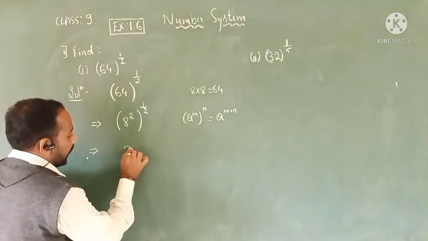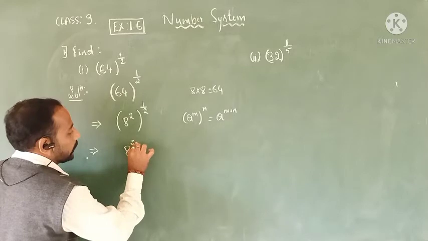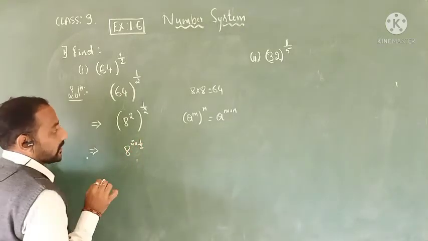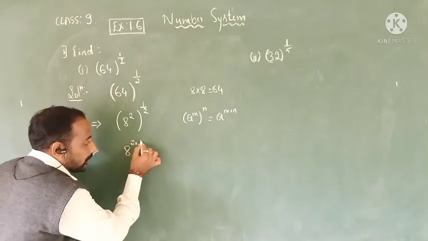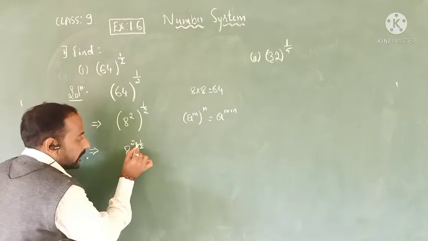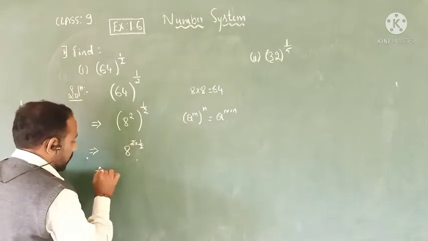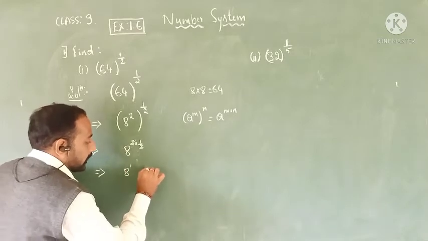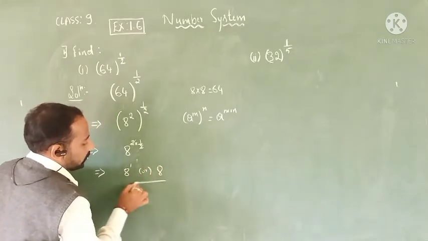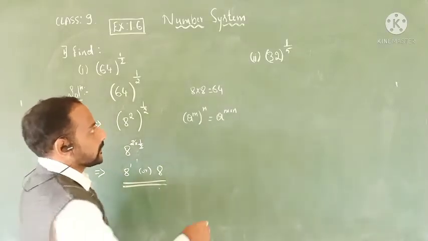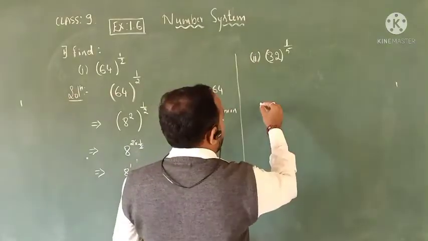First one, 8 to the power of 2 into 1 by 2. Write down the exponents properly. So 2 into 1 by 2. 2 is in the denominator and this 2 is in the numerator. These 2 will get cancelled. The remaining is nothing but 8 to the power of 1, or else you can write only 8. That's all. Okay? Let's go to the second one.